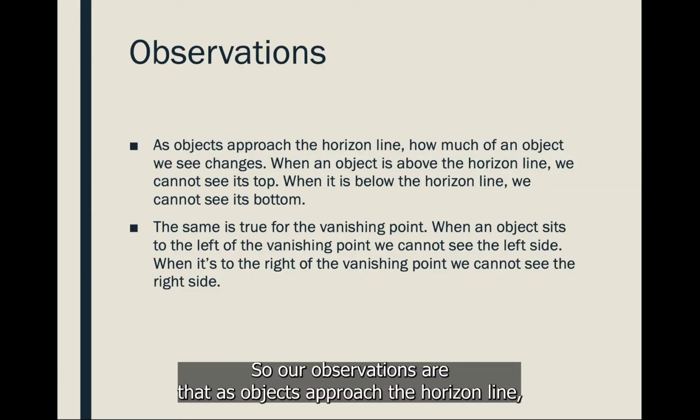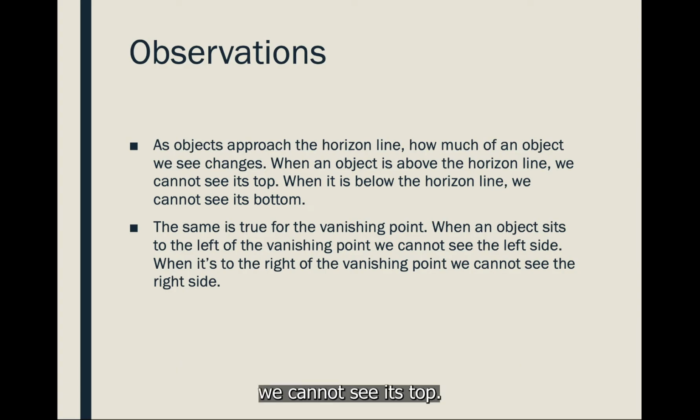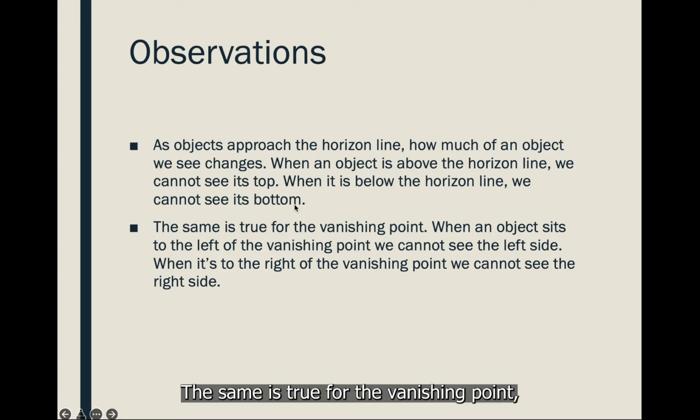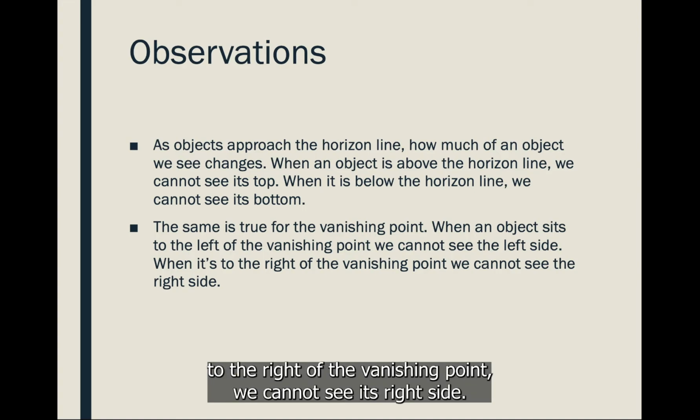So our observations are that as objects approach the horizon line, how much of an object we see changes. When an object is above the horizon line, we cannot see its top. When it's below the horizon line, we cannot see its bottom. The same is true for the vanishing point. When an object sits to the left of the vanishing point, we cannot see its left side. And when an object sits to the right of the vanishing point, we cannot see its right side.